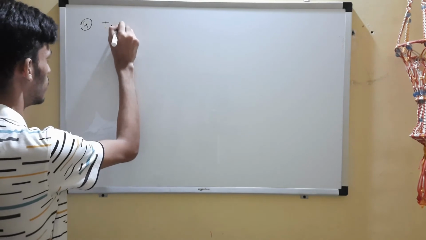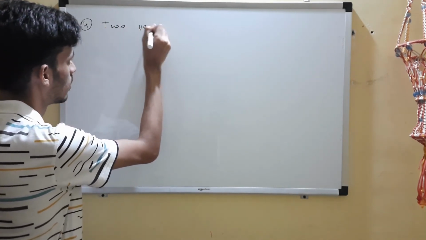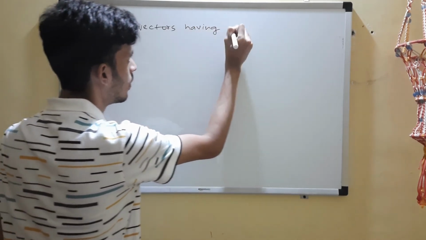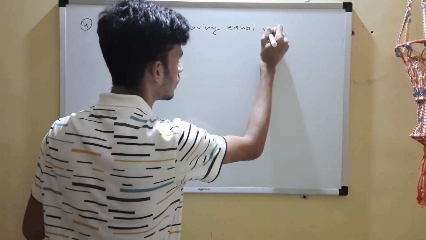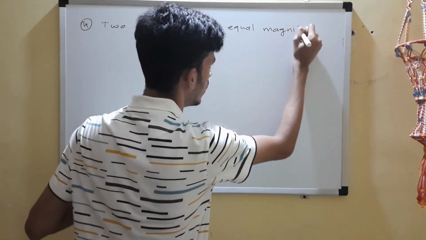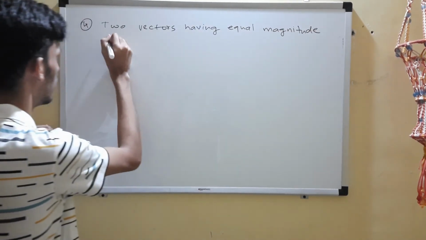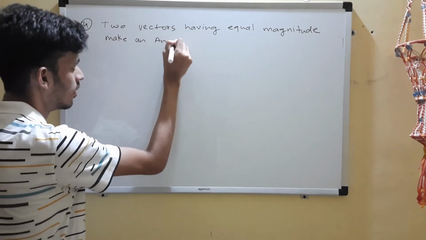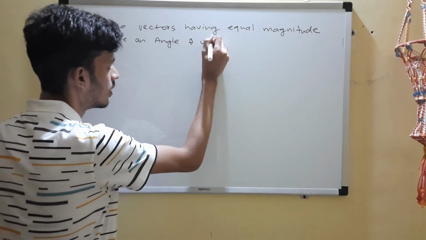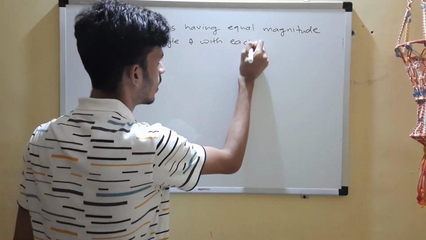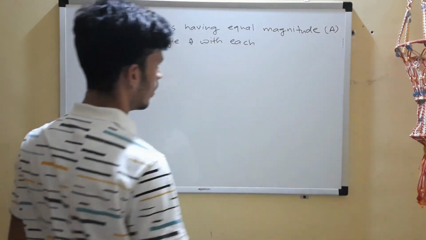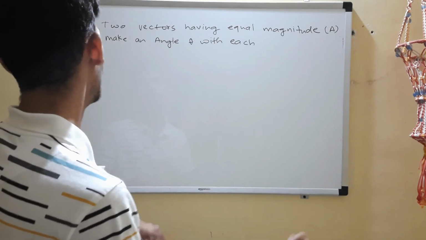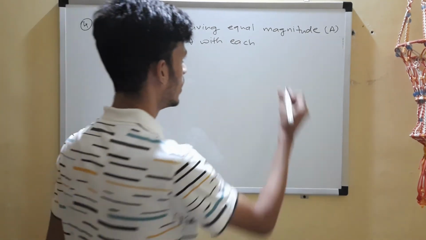Now suppose you have two vectors having equal magnitude that make an angle theta with each other. We'll use a letter a for that equal magnitude, just like a number, 2, 3, 4, 5, whatever. They make an angle theta with each other.